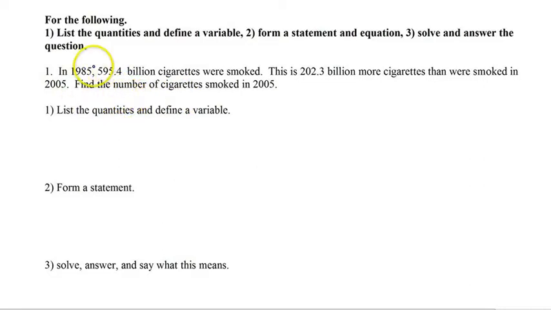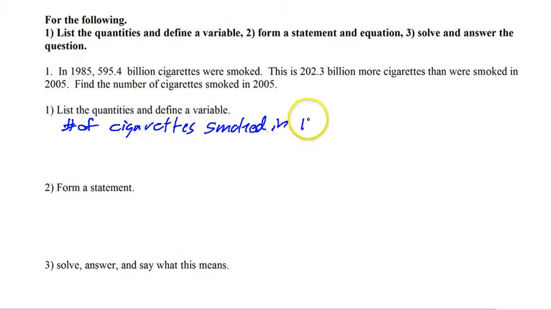So in 1985, 595.4 billion cigarettes are smoked. This is a quantity. So number of cigarettes smoked in 1985, and then you can put a little equal and say 595.4 billion. The reason we define our variables is it really helps us to translate these problems. So this is 202.3 billion more cigarettes than were smoked in 2005.